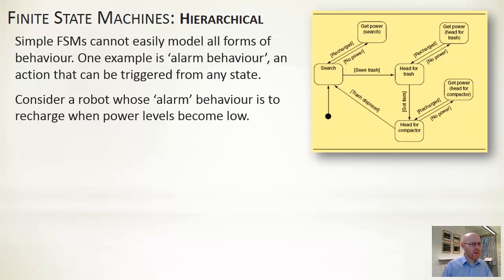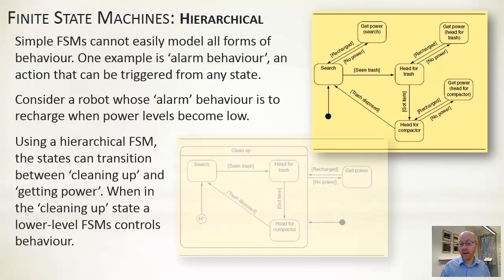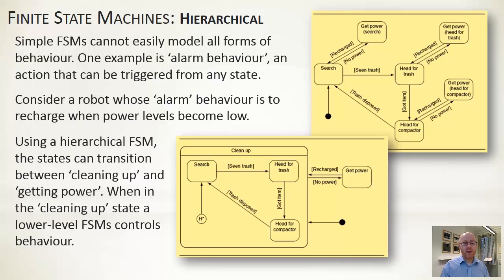So I mean, it makes sense, but it's a little bit cumbersome because we have the same type of activity from a number of different states. There's an easy way of getting around that, and that's through the use of what's known as a hierarchical FSM. It's where in a particular node of an FSM, we can actually have another FSM within that.